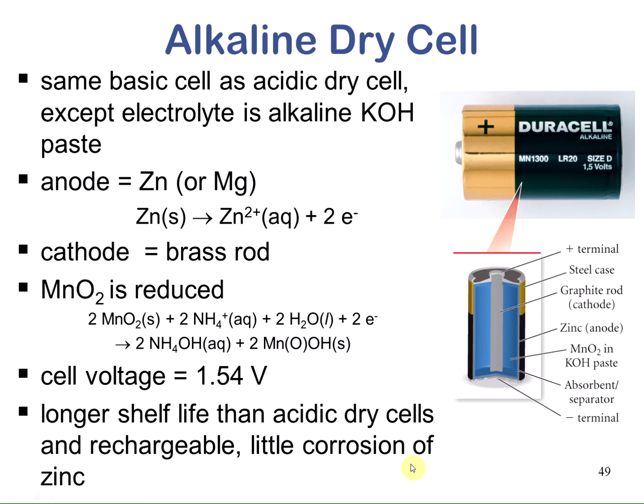Now an alkaline dry cell battery improves upon this a little bit. So it's the same basic cell as an acidic dry cell, except that the electrolyte is the alkaline potassium hydroxide paste. So again, the anode is the zinc, and you've got a brass rod, which is your cathode, and you've still got the reduction of the manganese dioxide. And so the cell voltage is about the same, so 1.54 volts. Now these alkaline dry cell batteries, alkaline just meaning basic, have a longer shelf life than acidic dry cells, and they're rechargeable, and you have little corrosion of the zinc. So those are some of the advantages of the alkaline dry cell.